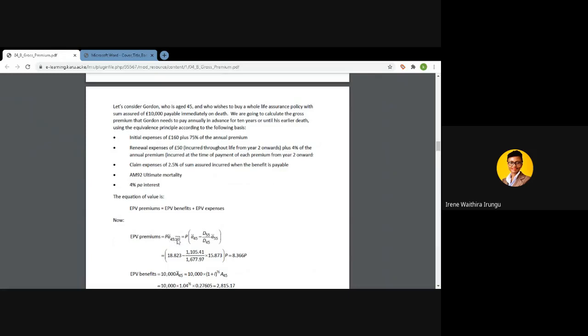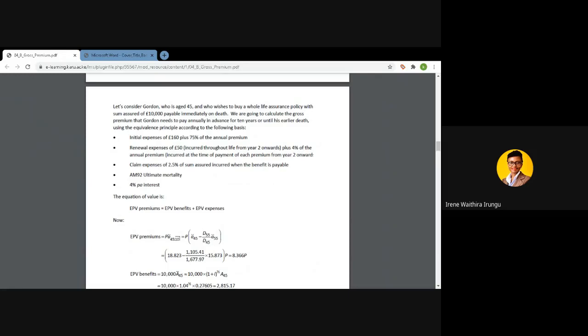If the statement was such that we are going to calculate the gross premium that Gordon needs to pay annually in advance until the contract matures, then in that case, we'd simply have ä_45 because this is a whole life contract. But because by the time this policy is being issued to Gordon he's aged 45, it is likely that by the time he's getting to 55, he will have retired and no longer will be able to pay for the premiums.